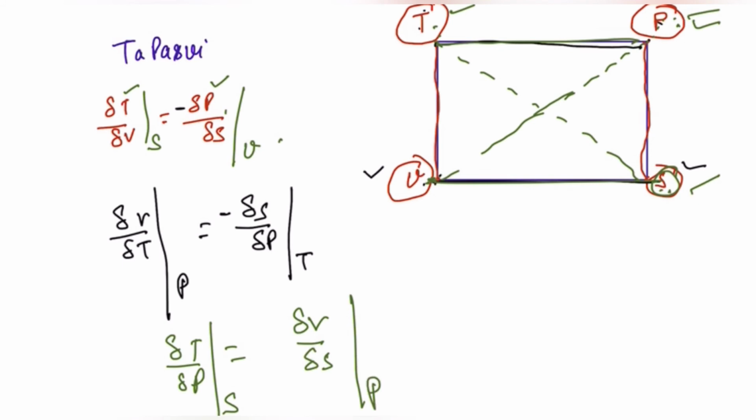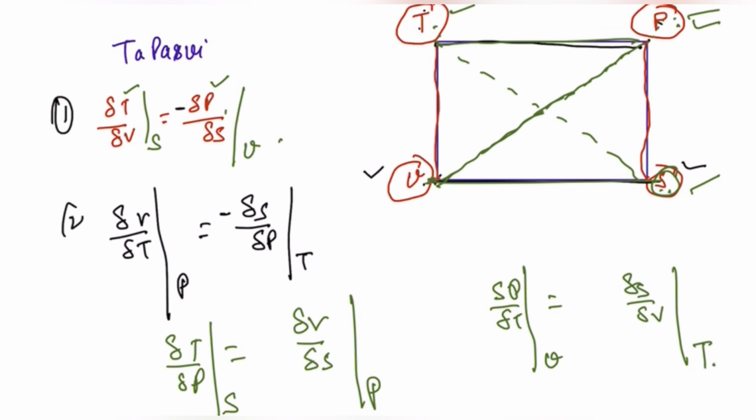The fourth equation is simple again. I can write just the reverse of this: ∂P/∂T is equal to ∂S/∂V. The constants in this case will change: for the left-hand side, P is the numerator element, so we use the diagonally opposite element of P as the constant, that is V. Similarly, T on the right-hand side. So these are the four Maxwell equations, that is 1, 2, 3 and 4.